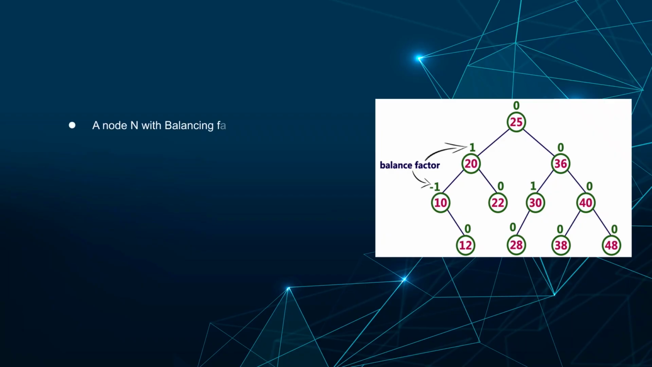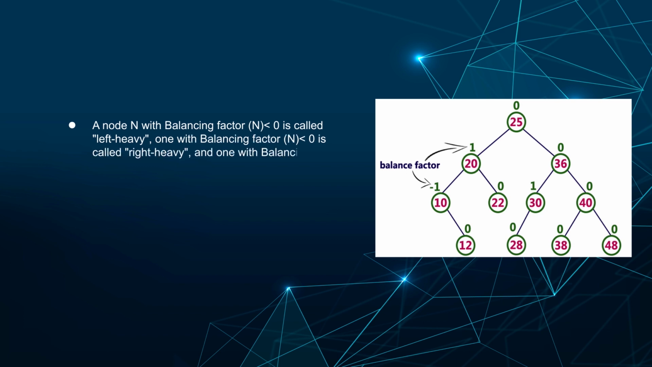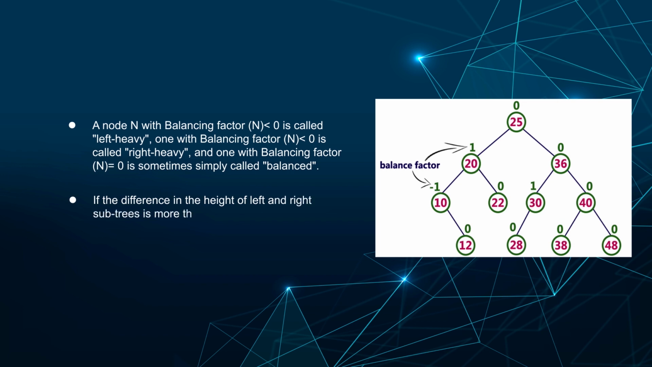A node n with balancing factor greater than 0 is called left heavy, one with balancing factor less than 0 is called right heavy, and one with balancing factor equal to 0 is sometimes simply called balanced. If the difference in the height of the left and right subtree is more than 1, the tree is balanced using some rotation technique. So we go for the rotation operation to convert an unbalanced tree to a balanced tree.